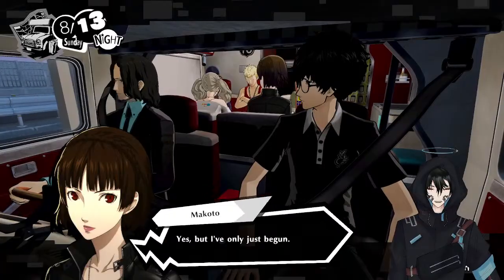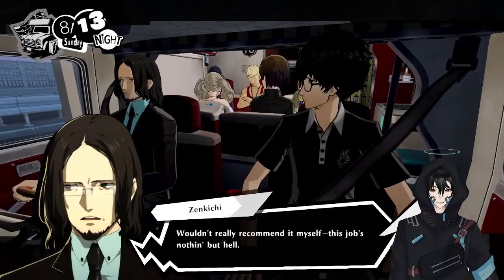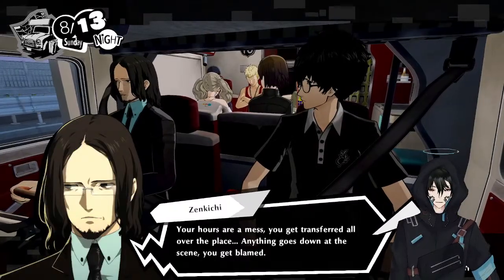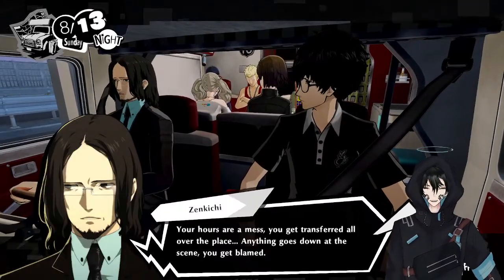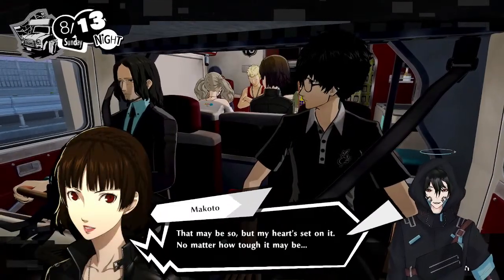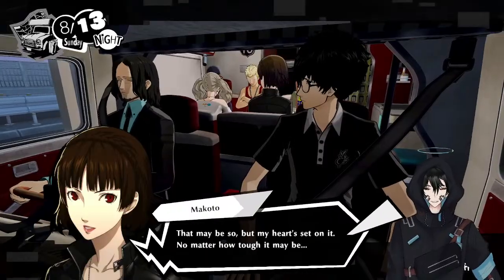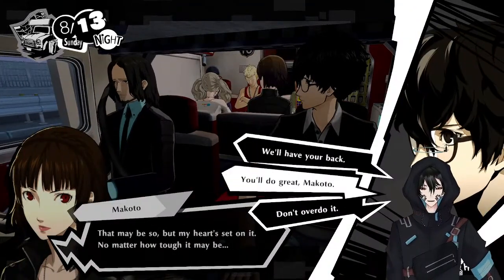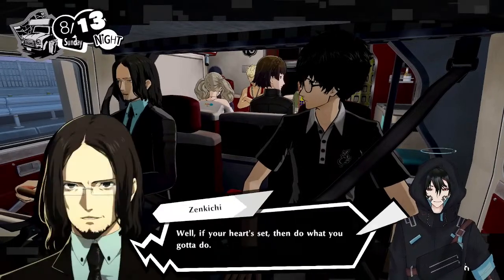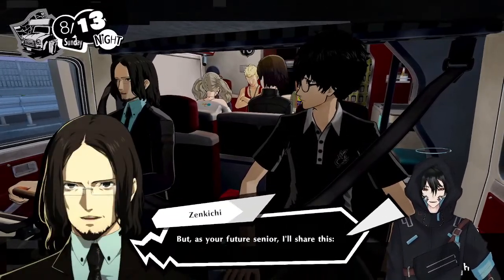But I only just began. Wouldn't really recommend it myself. His job is nothing but hell. You get transferred all over the place, and anything that goes down at the scene, you get blamed, obviously. That may be so, but my heart's set. No matter how tough it may be. You do great, Tomoko. Thank you, man.